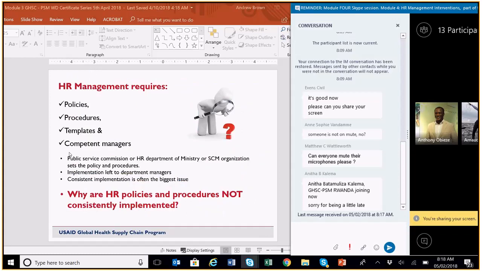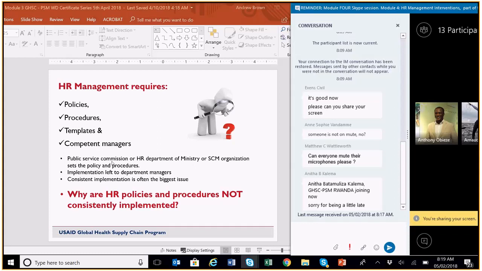So what we're talking about is policies, procedures, templates, but also competent managers. Just because you're a technical person, or a manager in an organization that is technical, does not mean that they have the skills to manage people well. And this is something that I will emphasize. So it's not good enough just to have policies, procedures, and the templates to make things work. You need to have competent managers.